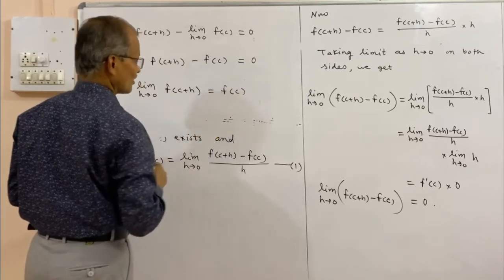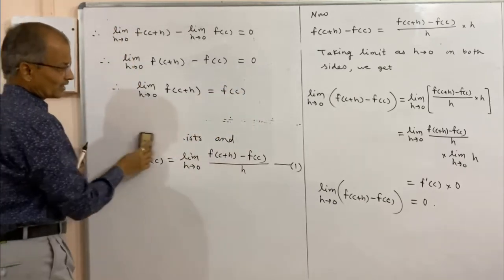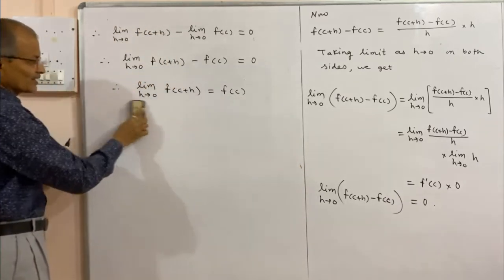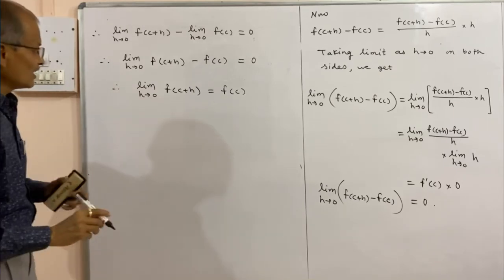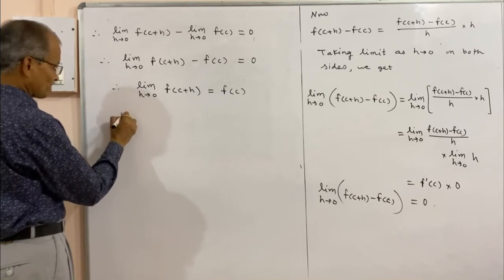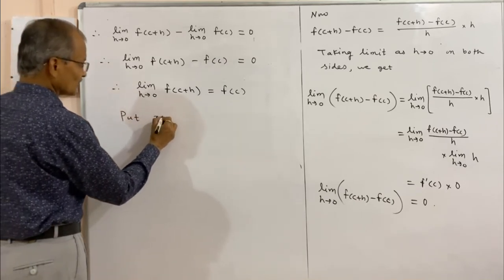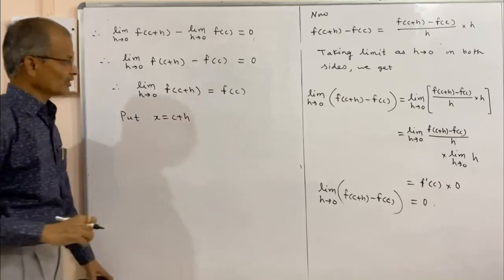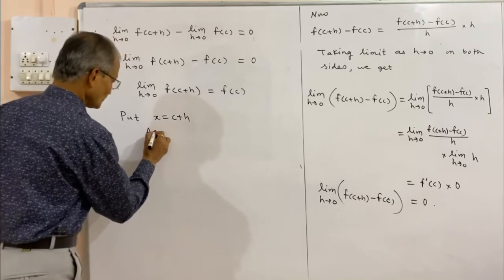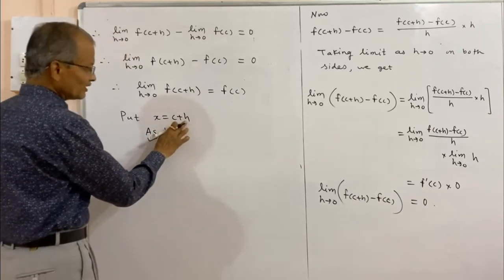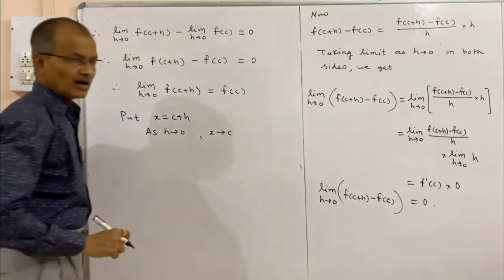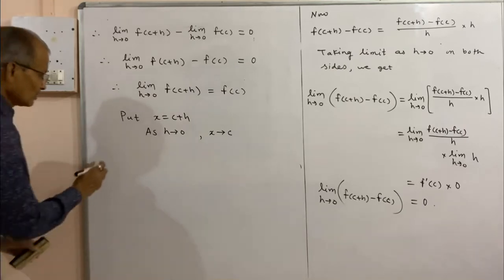So this result we have obtained, and what we are going to say is the function is continuous at x is equal to c. And to get the exact definition as we have studied, what we shall do is put c plus h is equal to x. Now put x is equal to c plus h, and therefore as h tends to 0, x will tend to c.